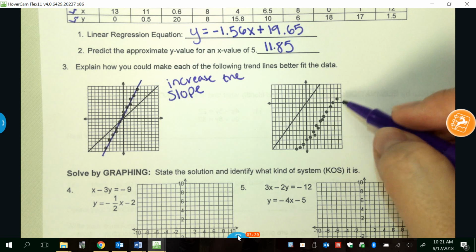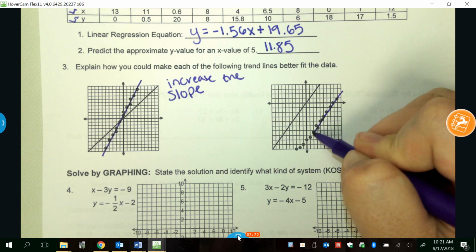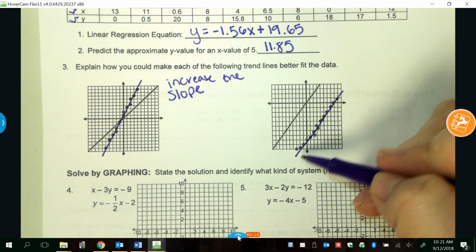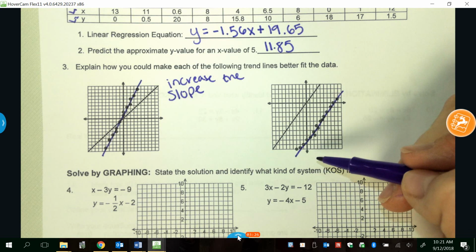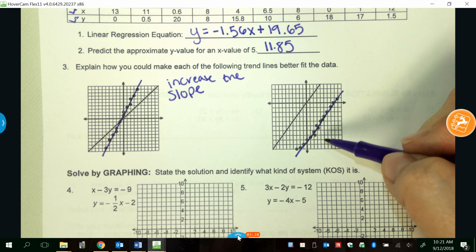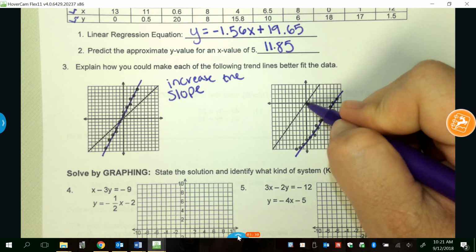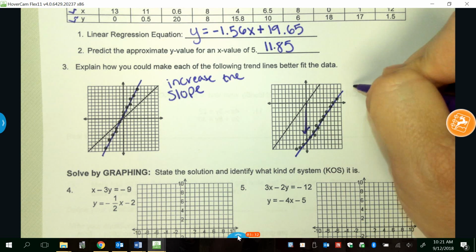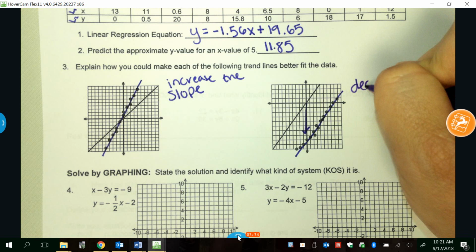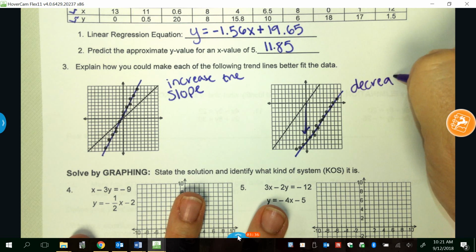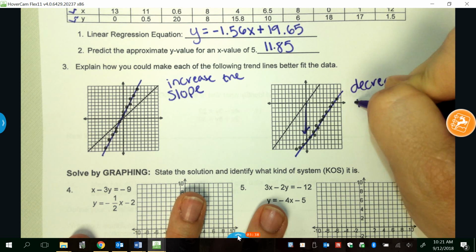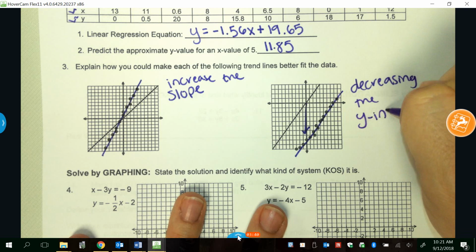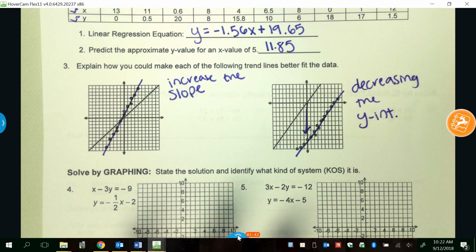Okay, here, if you notice, the slopes are pretty similar. That slope is very similar to this one, so they're pretty much parallel, which means I'm not changing the slope because parallel means same slope. This, I just need to shift it down. So I'm shifting, I'm decreasing the y-intercept. Alright?